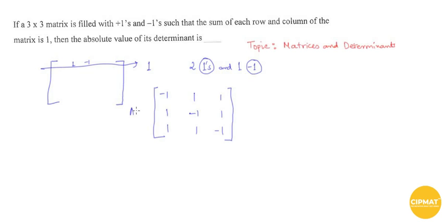If I name this matrix as A, then what is the determinant of this matrix A? Determinant of A would be -1 times this one, -1, 1, 1 -1. Then you have +1 times 1, 1, 1 -1, and +1 times 1 -1, 1 and 1. So let's solve this matrix.